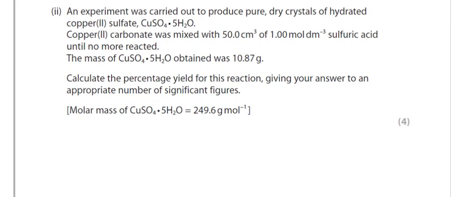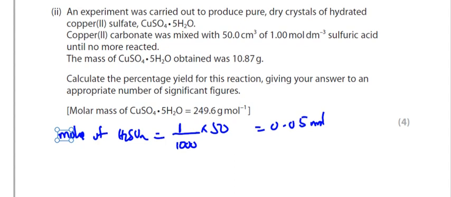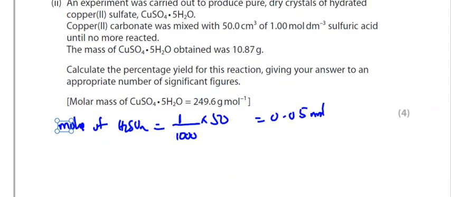So let's find the moles of the sulfuric acid first. n equals CV. 1000 contains 1 mole. That's the meaning of 1 mole per decimeter cube. 50 contains how much? You get 0.05 moles. Now we know the equation between copper carbonate and sulfuric acid. We wrote it before. It is 1:1, right? So the number of moles of sulfuric acid will be the number of moles of copper carbonate, CuCO3, also the same.